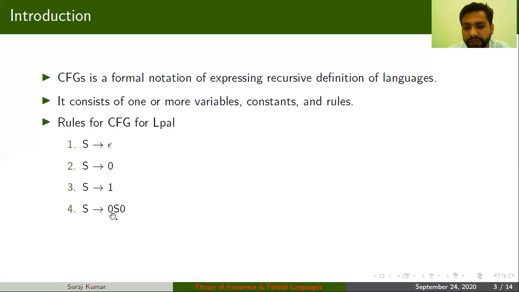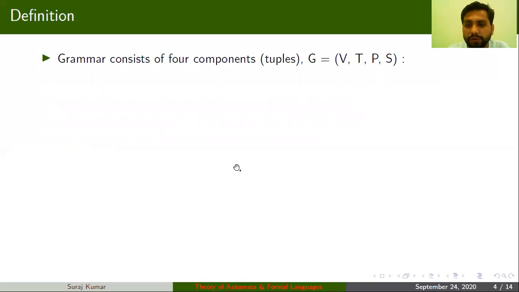If your string is starting with 0, it should end with 0, and S is the name of the function, which is going to change every time. Similarly, for 1S1, if your string is starting with 1, it should end with 1. So these are the rules, and this capital S is your variable, and 0 and 1 are constants. Okay, so let's come to the definition of grammar. Grammar basically consists of 4 components, or you can say tuples.